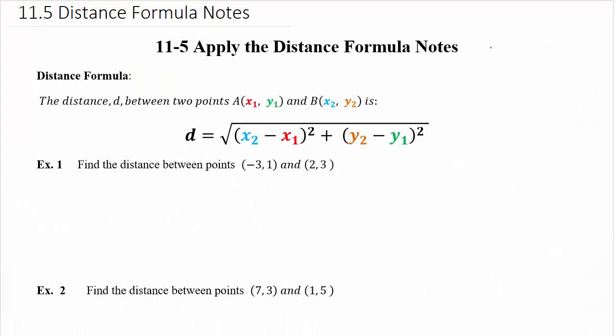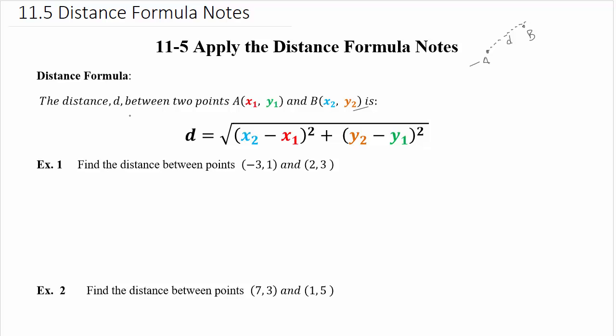Today we're going to be talking about the distance formula. What the distance formula really is: let's say we have two points, A and B. We want to figure out how far apart these two points are, or what distance D it is to go from point A to point B. In order to do that, we need the coordinates of these points.